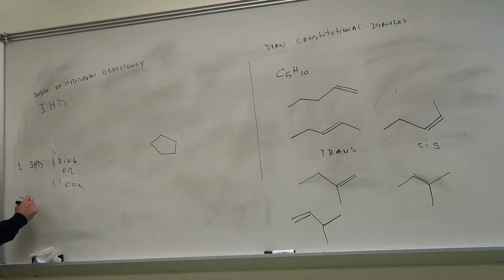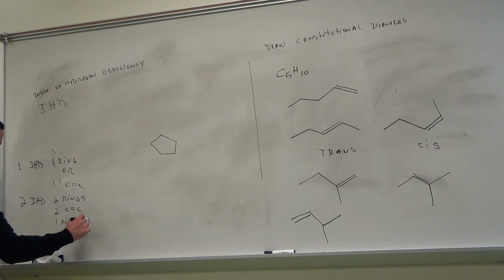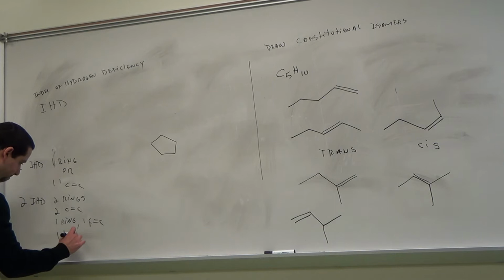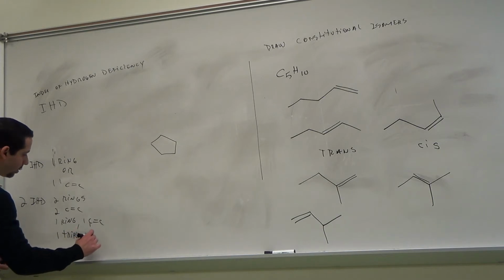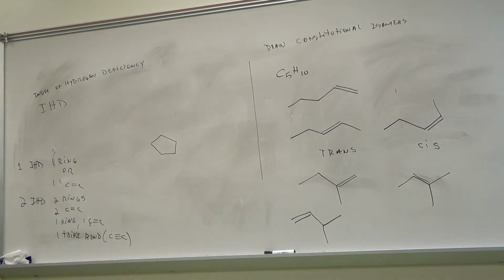Two IHDs, what does it mean? Two rings, two double bonds, or one ring and one double bond. Is that clear? Or one triple bond. A triple bond has two pi bonds, and that is two IHDs.